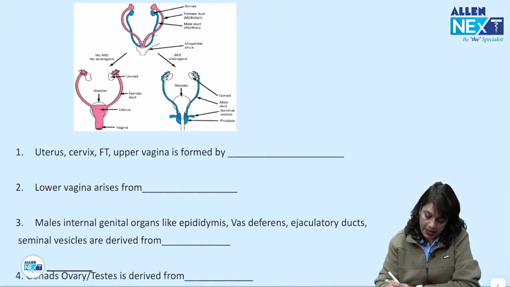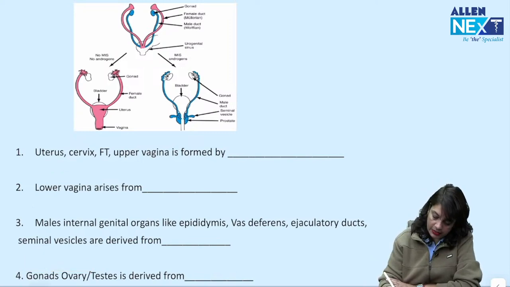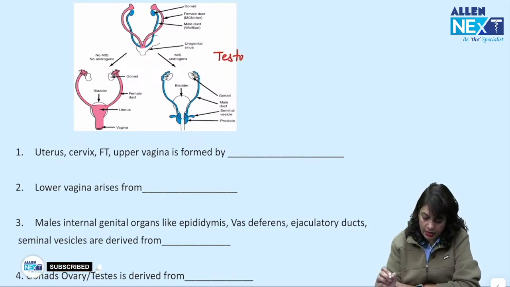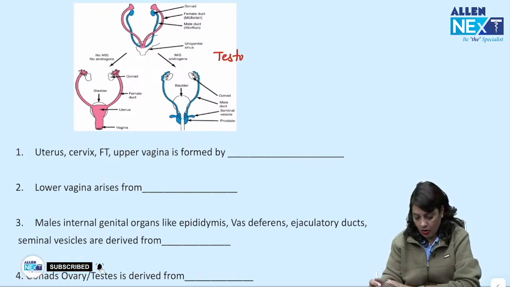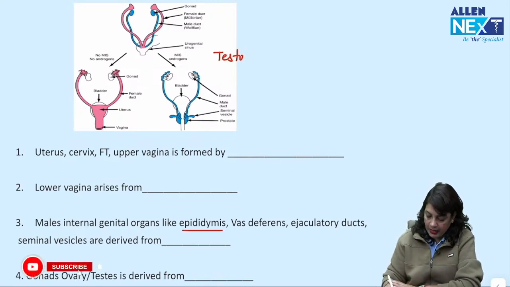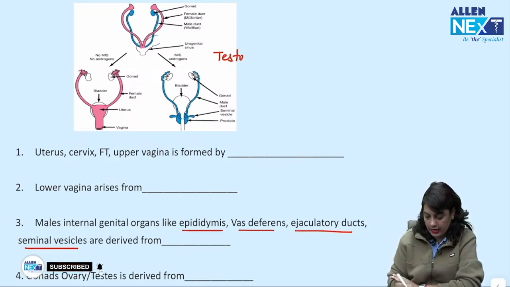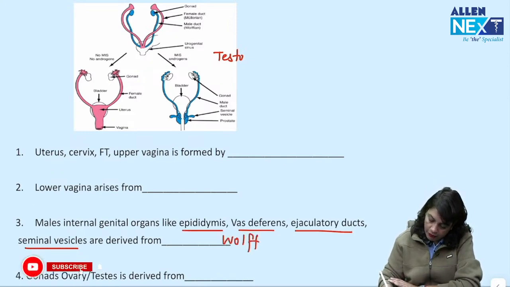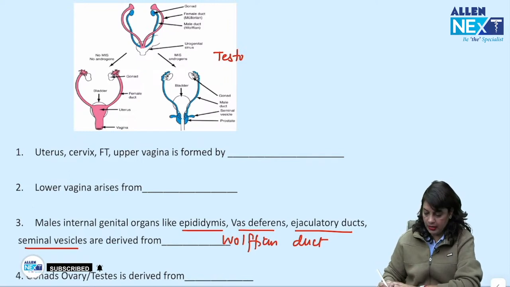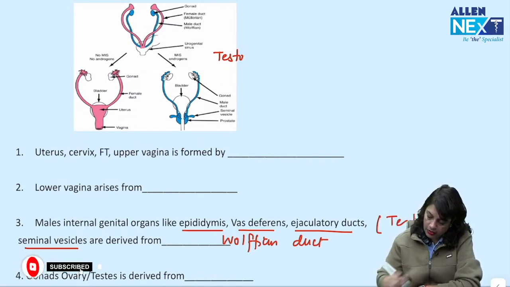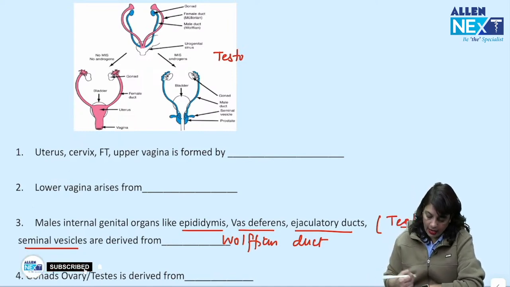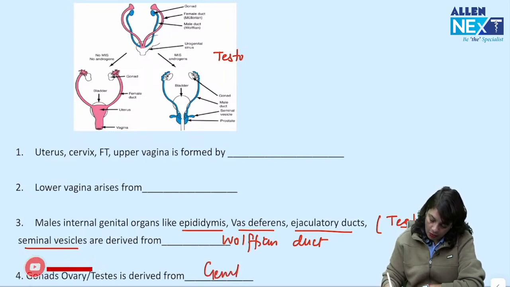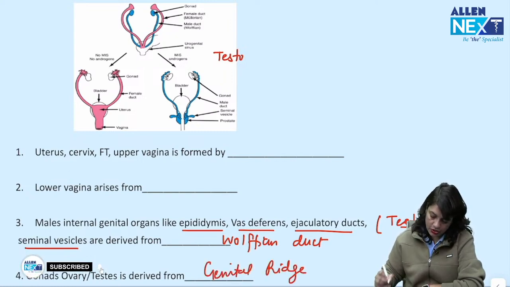Now, this pink is the Mullerian duct and blue is the Wolffian duct. If there is testosterone in the intrauterine life, then it forms the internal genital organs in the males. Epididymis, vas deferens, ejaculatory ducts and seminal vesicles are derived from Wolffian duct in the males, and the hormone necessary for this development is testosterone, which is secreted by the Leydig cells. Gonads, ovary and testis are derived from genital ridge.